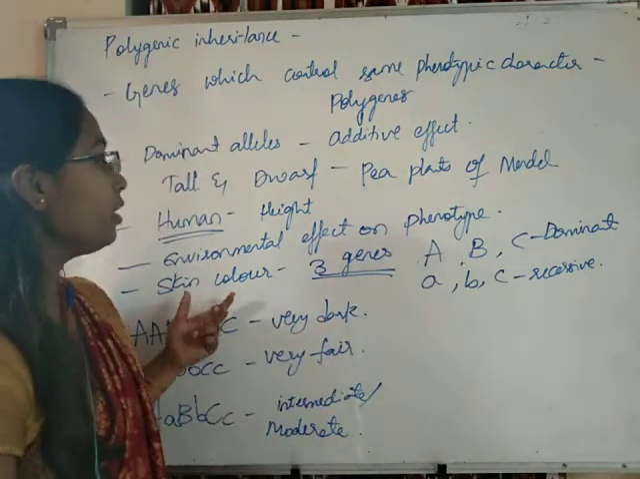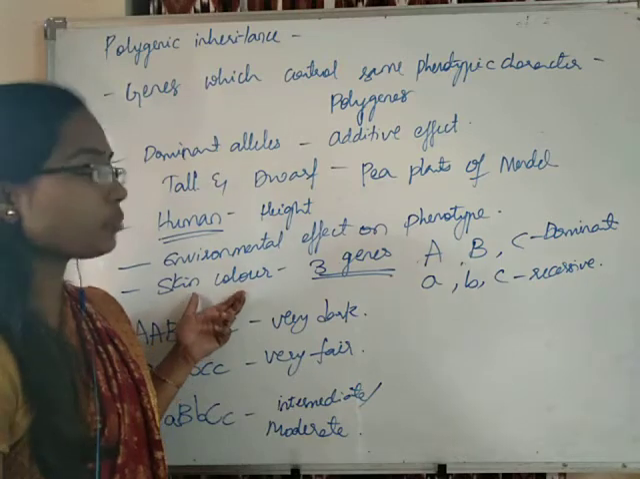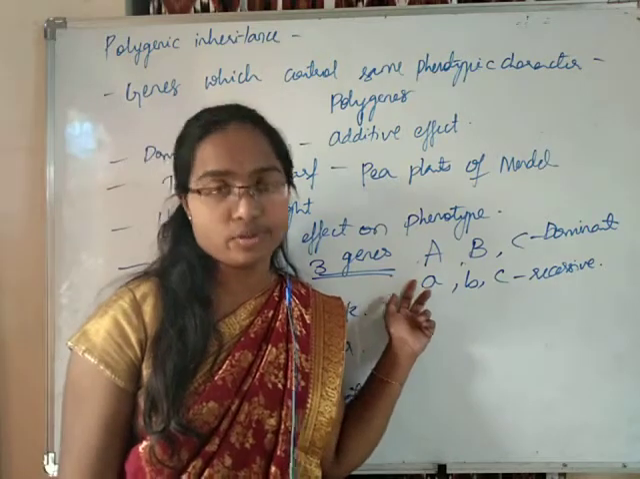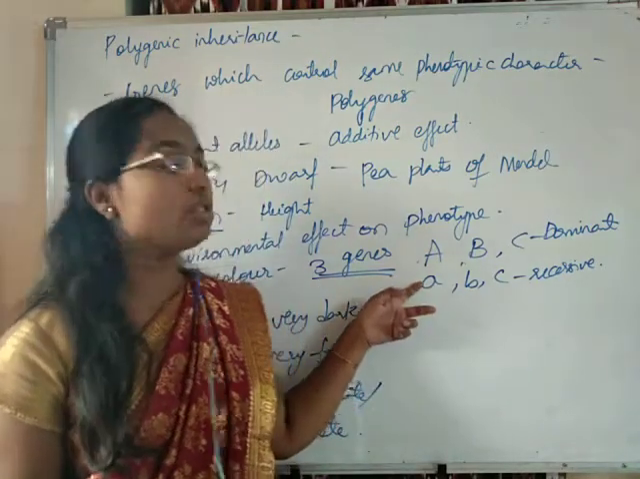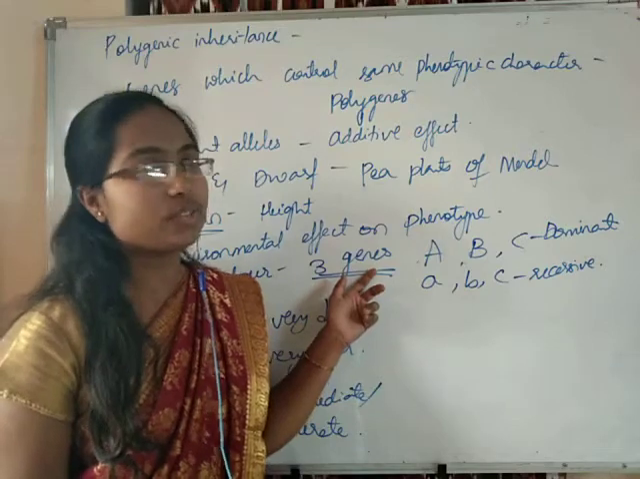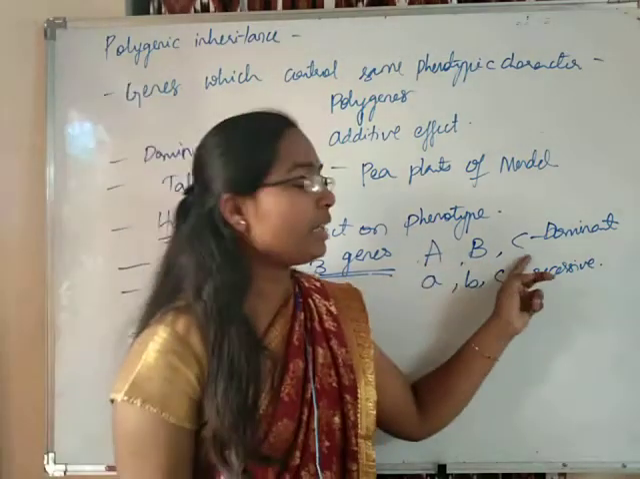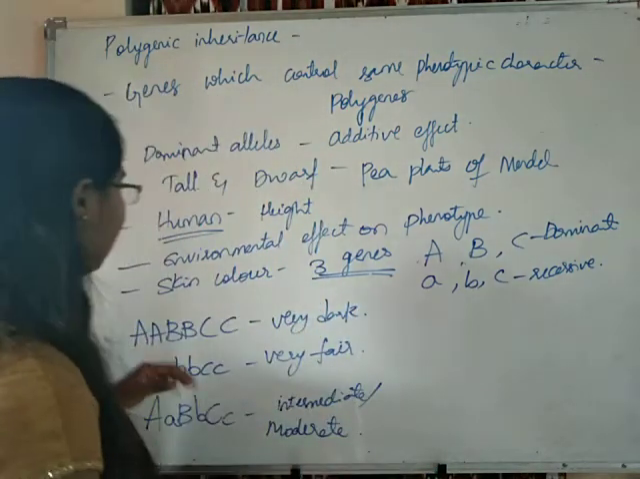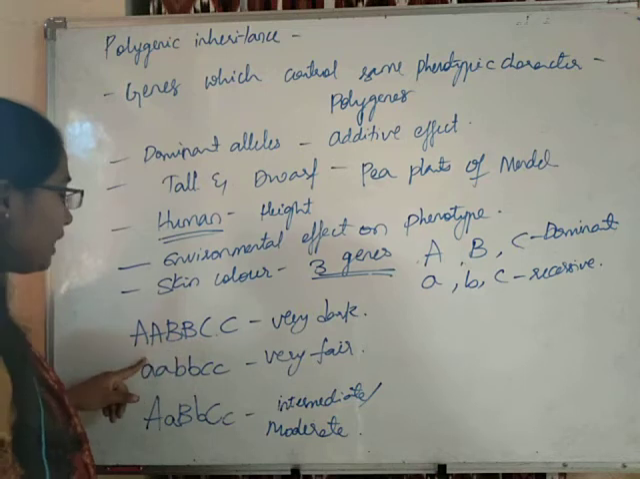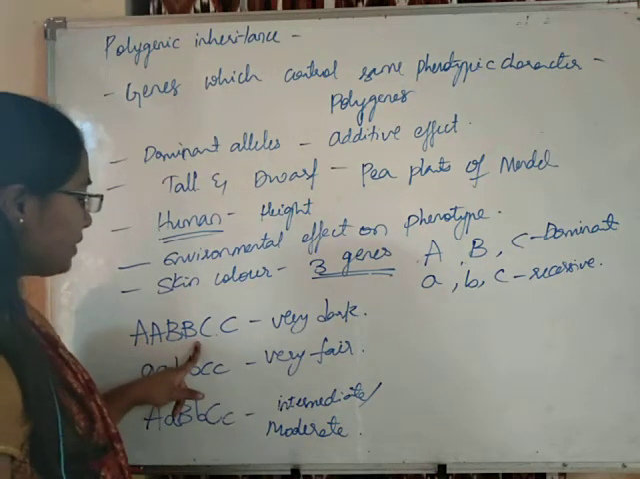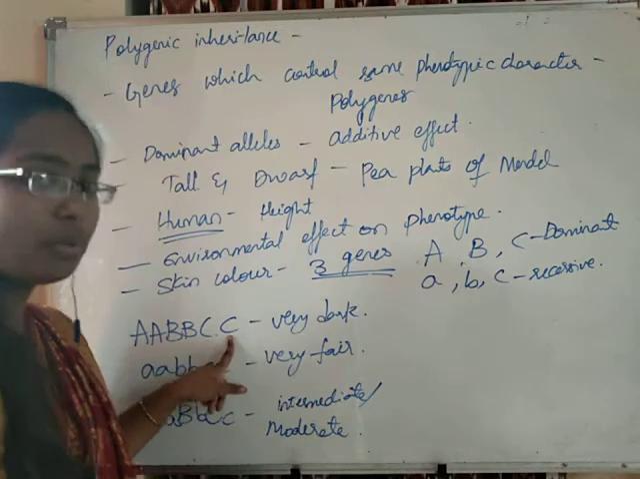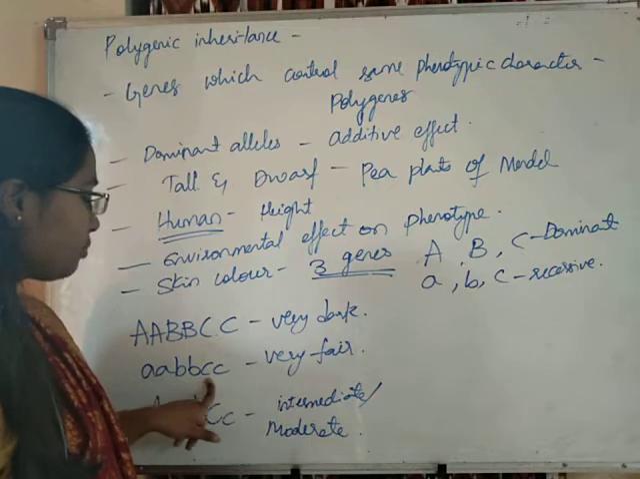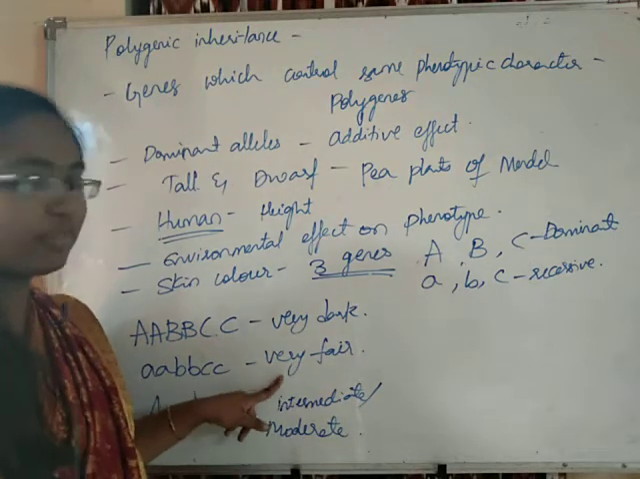Skin color is another example of polygenic inheritance. Let us assume, it is just an assumption students, that there are 3 possible genes for skin color. If capital A, capital B, capital C are dominant alleles and small a, small b, small c are recessive alleles, then the person with all the dominant alleles, capital A, capital B, capital C, is going to be very dark in color. Small a, small b, small c, this individual is going to be very fair in color.